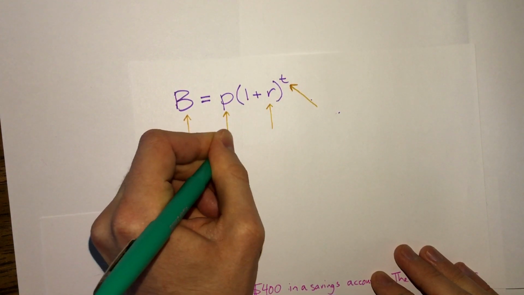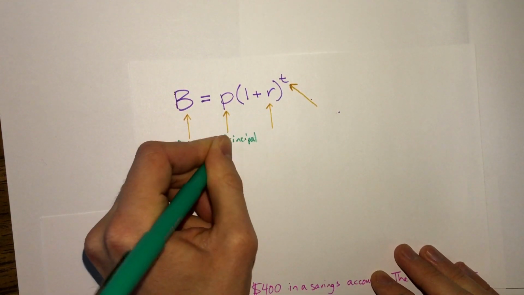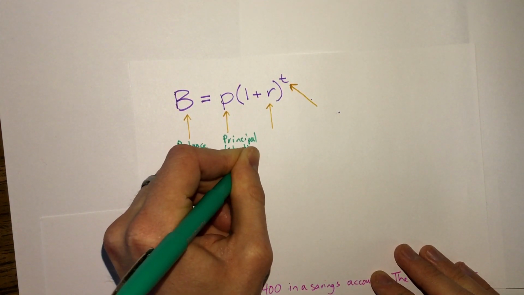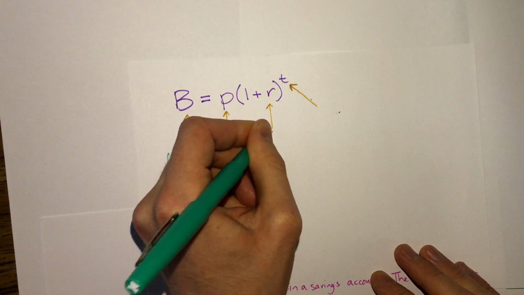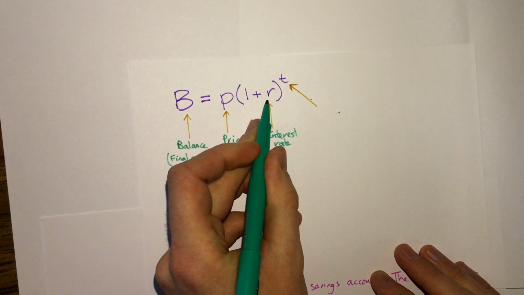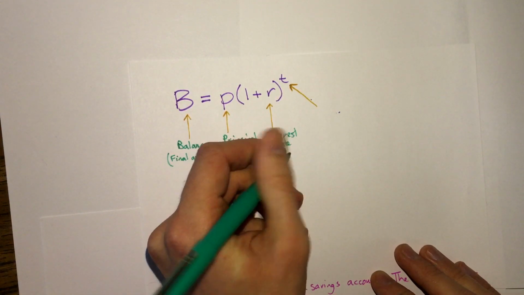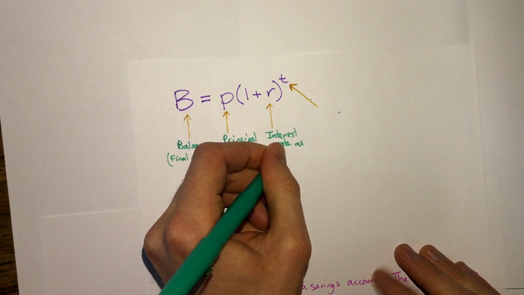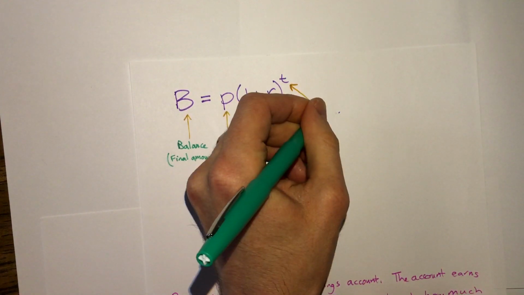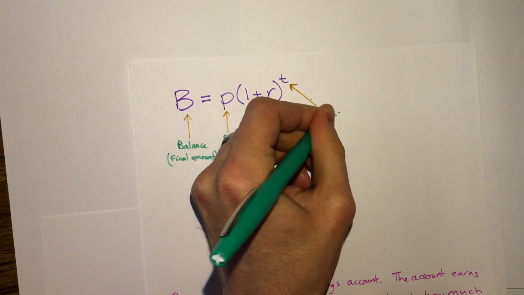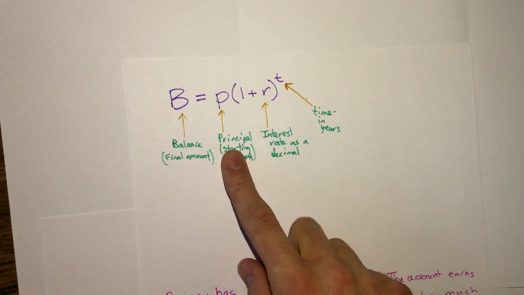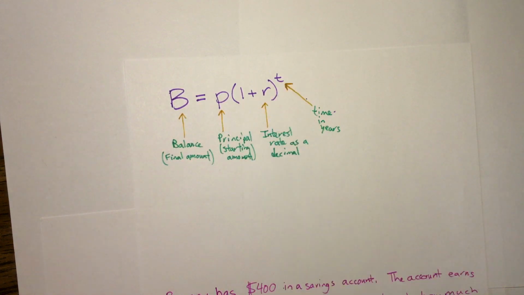P is our principal, our starting amount. R is our interest rate as a decimal. So remember, you can take a percent and divide it by 100, or move the decimal 2 places to the left. But we want to write this as a decimal, and T is our time in years. So we're going to look at one example of how to calculate our final balance if we're given these things.